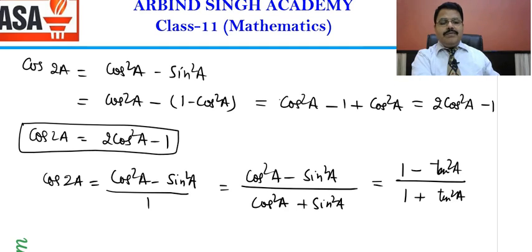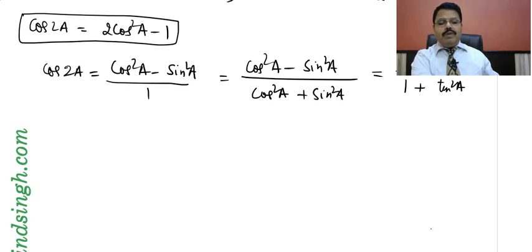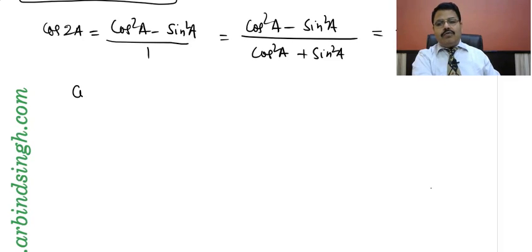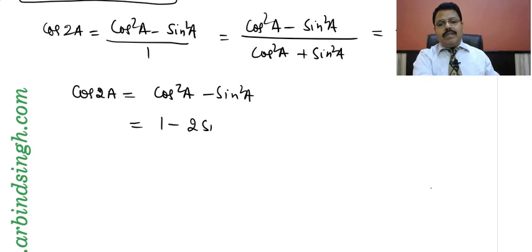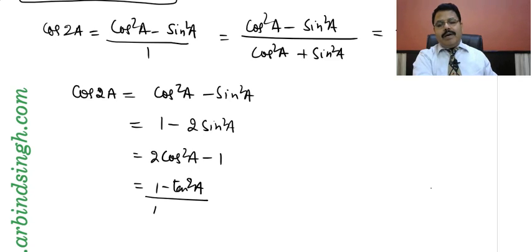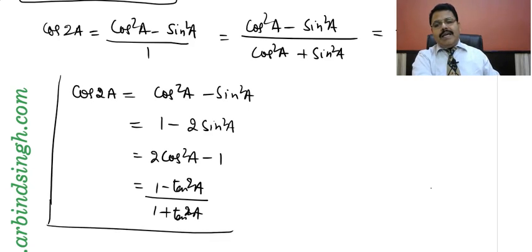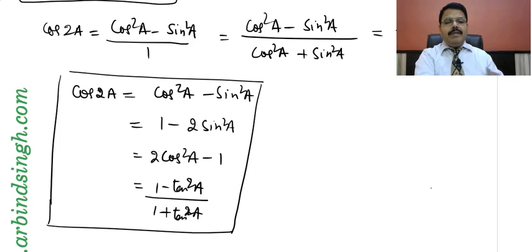So cos 2a has 4 different formulas, and you should remember all 4 together. Cos 2a is equal to, one formula is cos square a minus sin square a, another formula is 1 minus 2 sin square a, third formula is 2 cos square a minus 1, and the fourth one is 1 minus tan square a upon 1 plus tan square a. Depending upon the requirement, you can use any one of them. Whenever it is required in form of sin, you will use this one. If it is required in form of cos, you can use this one. If it is required to write in form of tan, you can write this one.